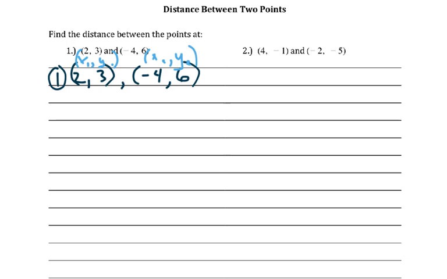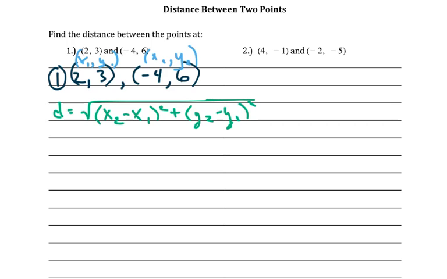Rewrite the distance formula. D equals the square root of x2 minus x sub 1, close those parentheses and square that, and then add on y sub 2 minus y sub 1, and then we'll square that as well.